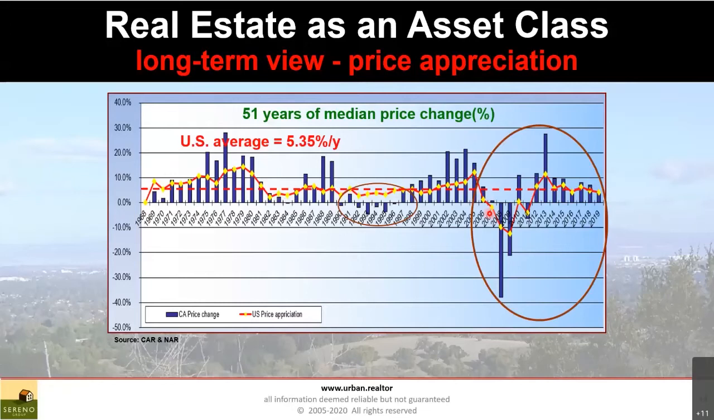So if we look at those 51 years of median price appreciation, we see that on average, the US has appreciated about 5.3%, while California appreciated about 7.27%, which is a very impressive number, particularly if you look at the built-in leverage most real estate has. And as I said, if you put the leverage on top of that, the kind of return you can expect is quite significant, particularly when you look at the cumulative effect of that kind of appreciation.